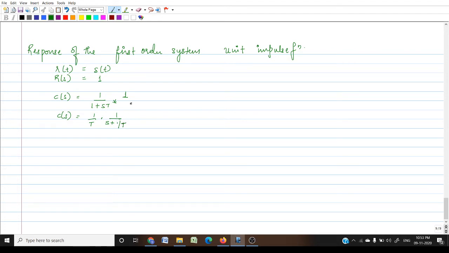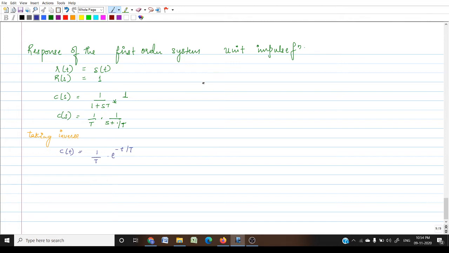So now taking the inverse of this function, we get C of t is equal to 1 by T, this is a constant, into e to the power minus t by capital T. So this is the response of first order system for unit impulse function.